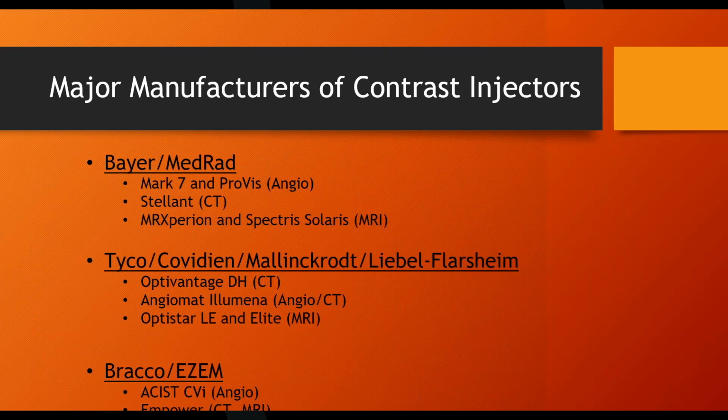And then the last company down here, these are the names over the last several years: Liebel Florsheim, Mallinckrodt, Covidien, Tyco. Actually, I don't think they're even Tyco anymore. I haven't even updated this. I think in the last year they got bought by somebody else, so they're called something else now. Gurbet, yeah, now they're called Gurbet. I got to update this slide. They have OptiVantage, Ingemat Illumina, OptiStar, LE.